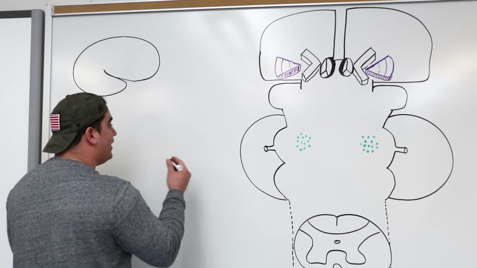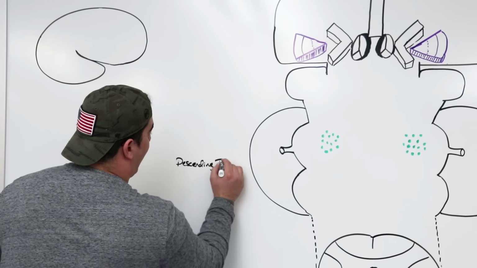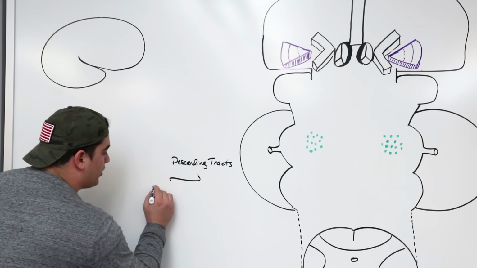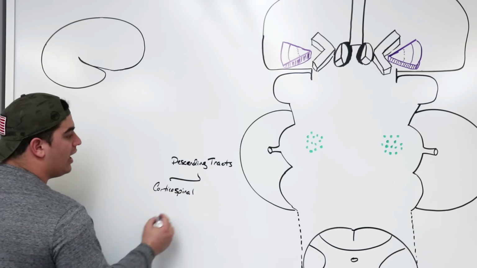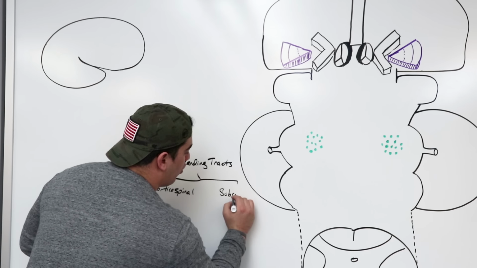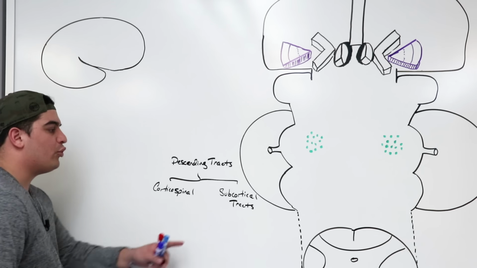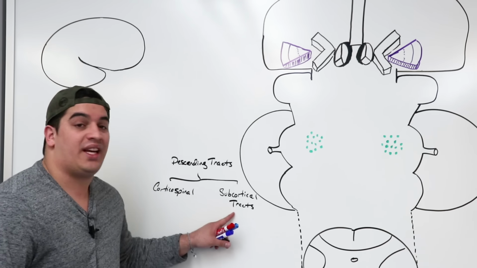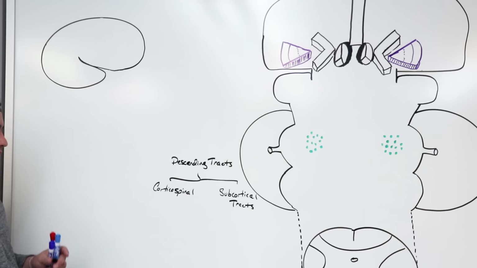So when we talk about descending tracts, we're going to talk about two different types. We're going to talk about corticospinal tracts, and we're going to talk about another one in separate videos, which are the subcortical tracts. We'll talk about these, like rubrospinal, vestibulospinal, the reticulospinal and the medullary reticulospinal. But we're going to focus right now on the corticospinal tracts.